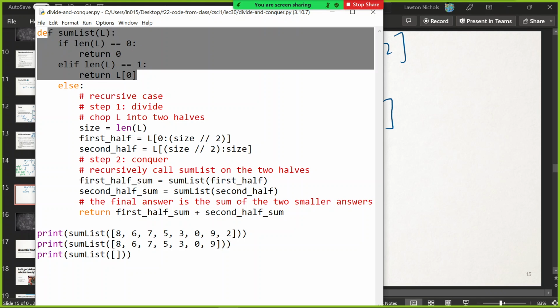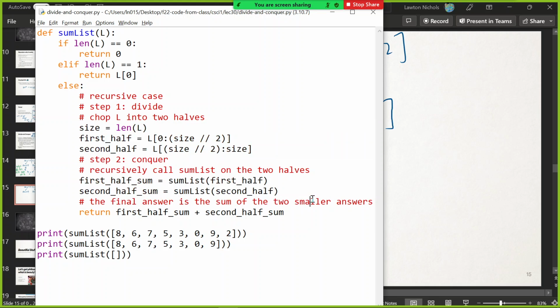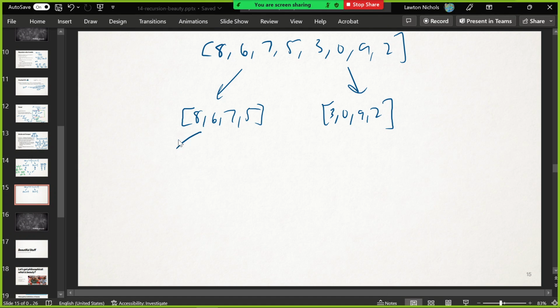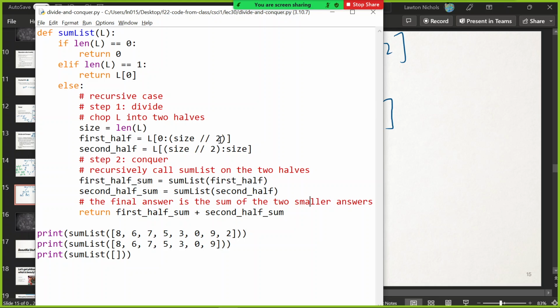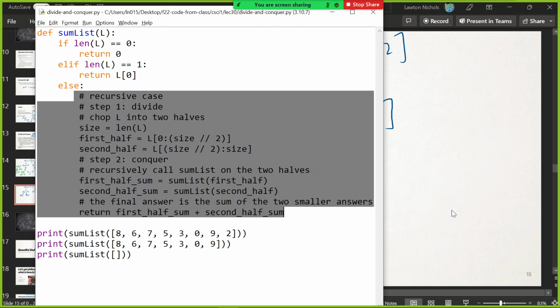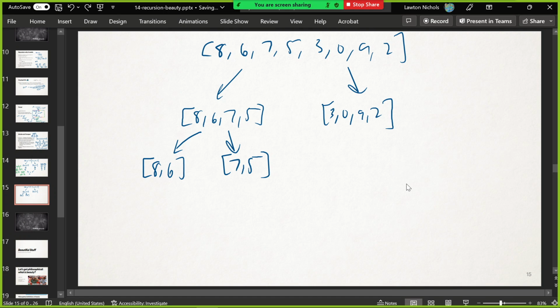Well, it's not of size 0 or 1, so it needs to chop it in half. So it's going, I chopped this one in half. That's what the recursive call did. It made the 8-6 list, and I made the 7-5 list. Now it's working on this one, the 8-6. Again, it's trying to sum it. It's, again, not size 0 or 1, so it's again the recursive case, and it's going to chop it in half, try to recursively sum all those values.